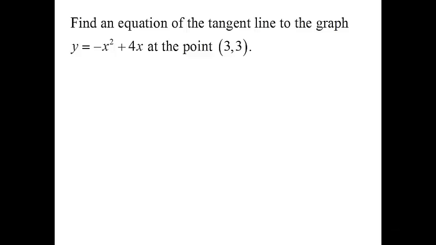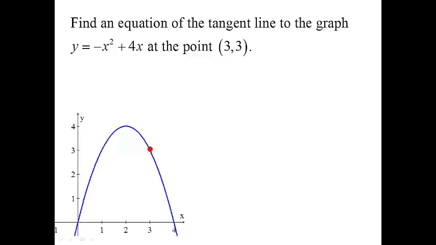Find an equation of the tangent line to the graph y equals negative x squared plus 4x at the point (3, 3). First, let's look at the graph. This is a parabola that opens down, and we're looking at the point (3, 3), and we're going to find the equation of the tangent to the curve there.